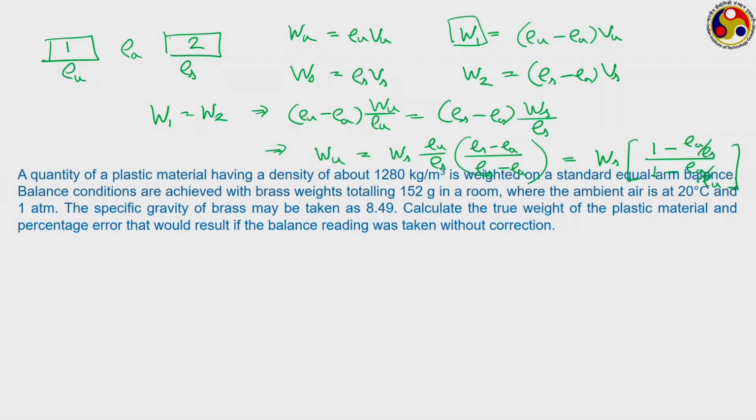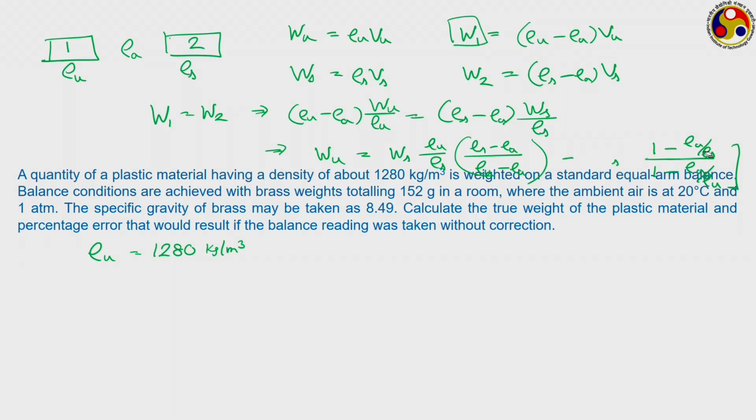Let us take a test case. So we have a problem here, sorry the lines are getting overlapped a bit, but please read the problem statement carefully. Here we are talking about a quantity of plastic material having a density of about 1280 kg per meter cube. So this is the one that we are trying to measure. That means your value of rho u is 1280 kg per meter cube. We are measuring this using a standard equal arm balance.